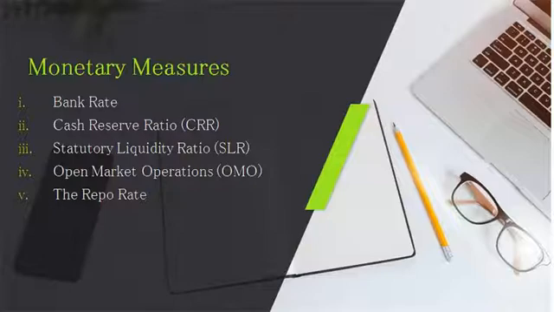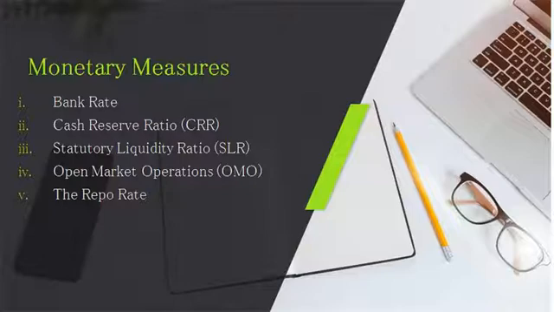So when the RBI wants to increase the supply of money in the economy, they will reduce the cash reserve ratio to maybe 2%, so that the bank will not have to keep 3 crores from that 100 crores. They'll only have to keep 2 crores. Okay, so the supply of money with the bank will increase, so they can give more loans.